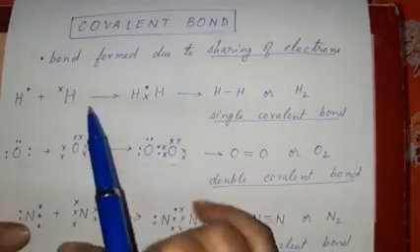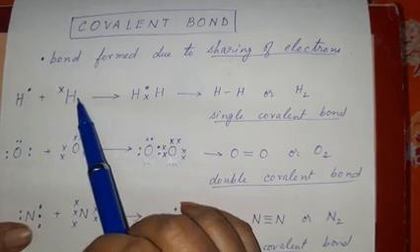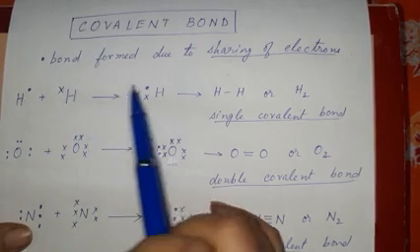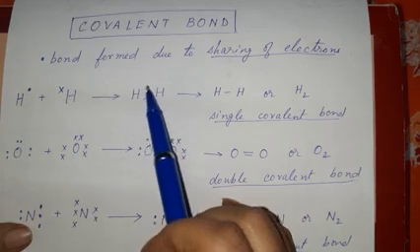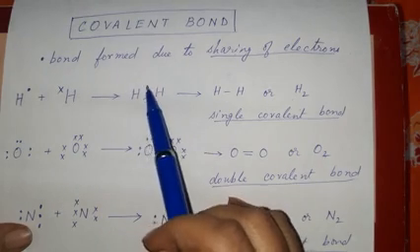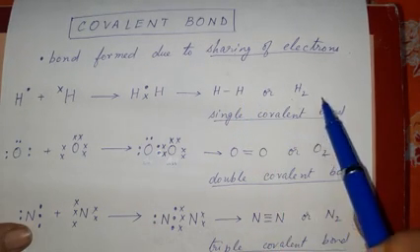So here hydrogen has 1 electron in the outermost orbit, and another hydrogen has 1 electron in the outermost orbit. The 2 hydrogens share the electrons and they have the helium structure now, with 2 electrons in the outermost orbit. It forms a single covalent bond.